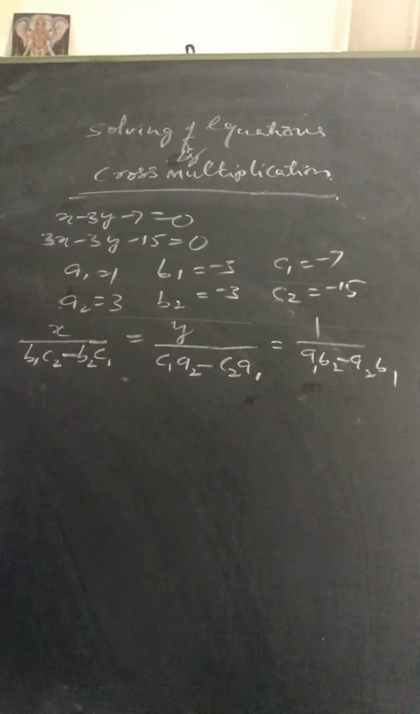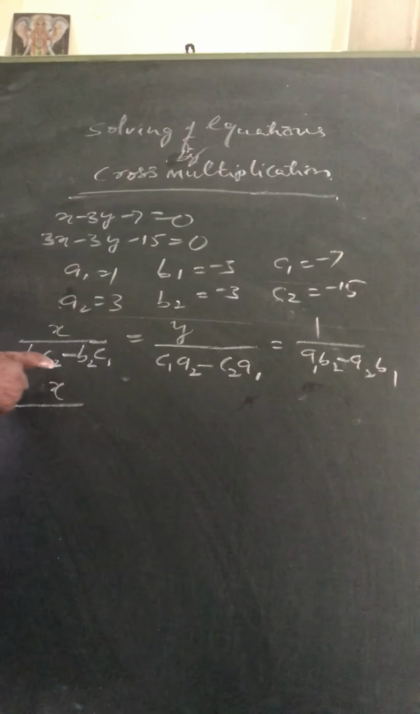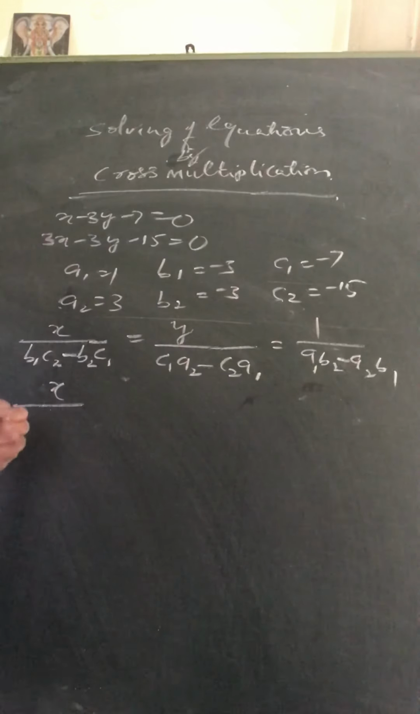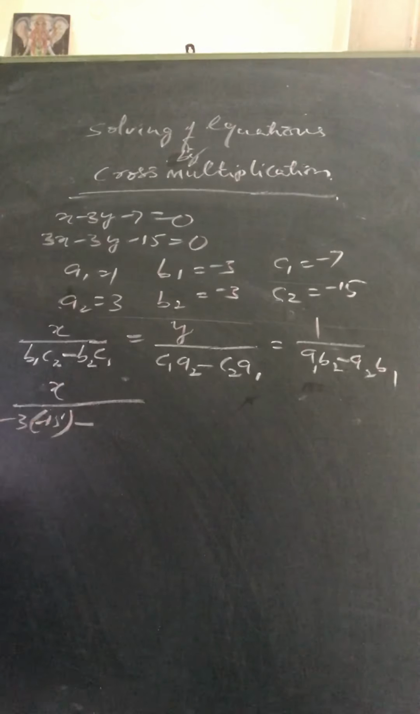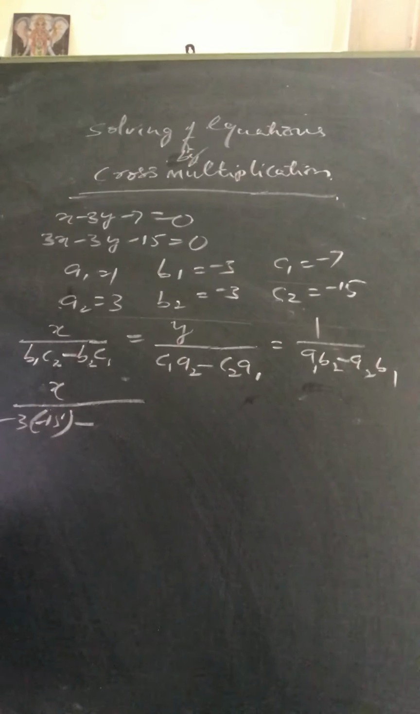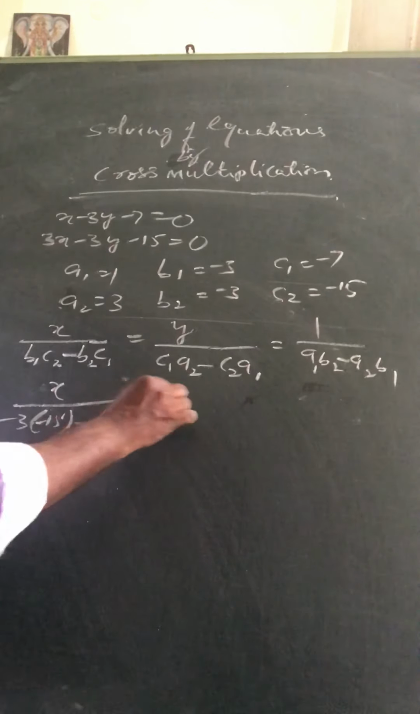Write the values over here. x by B1 into C2, that is minus 3 into minus 15, minus B2 into C1. What is the B2 here? Minus 3 into C1, minus 7.